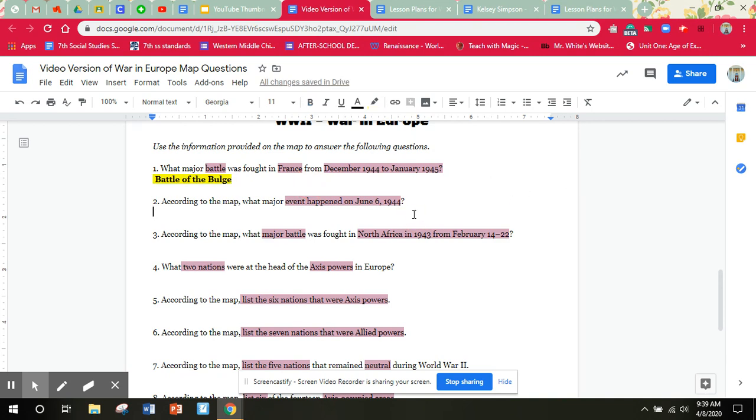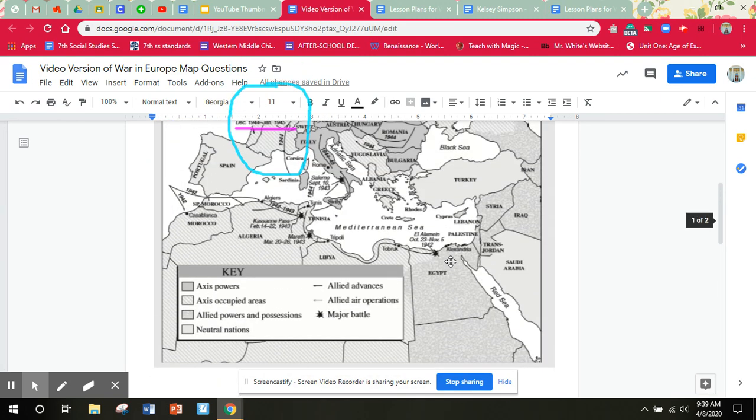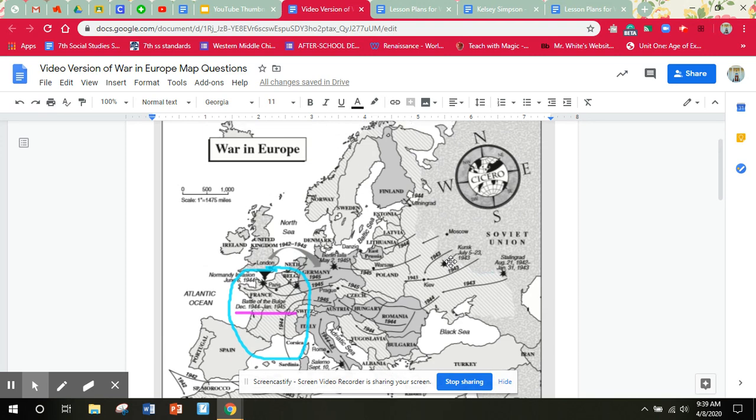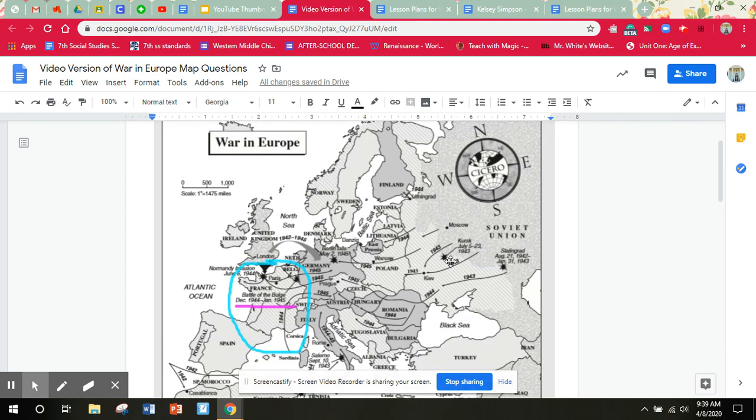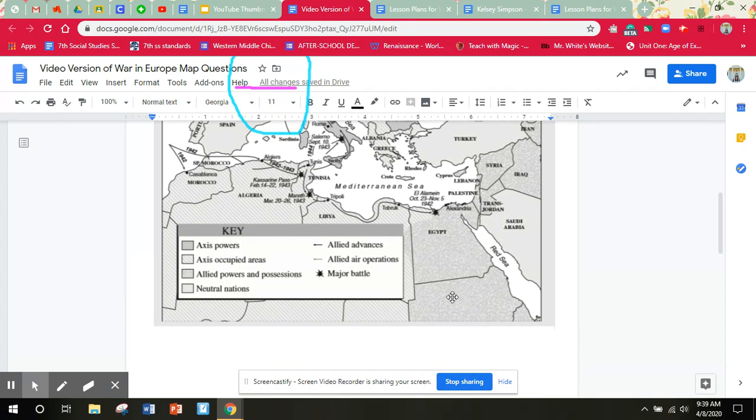Just makes it easier for us to see. All right, so then I'm going to talk to you about the key for a second. Obviously this map doesn't provide you with a list of who was Axis and who is Allied powers, or who's neutral. So we're just going to look here and talk about the different colors.